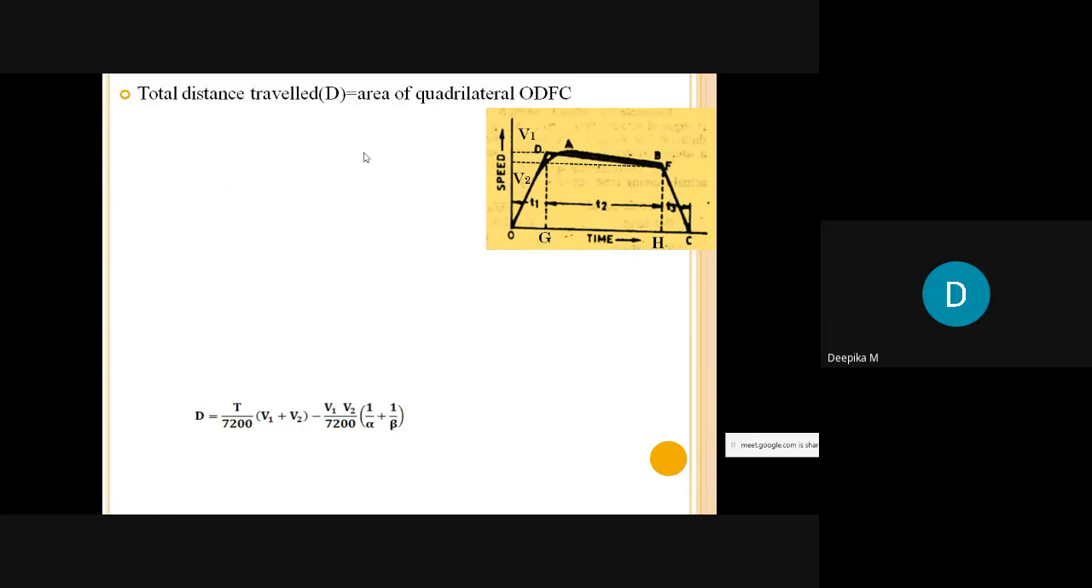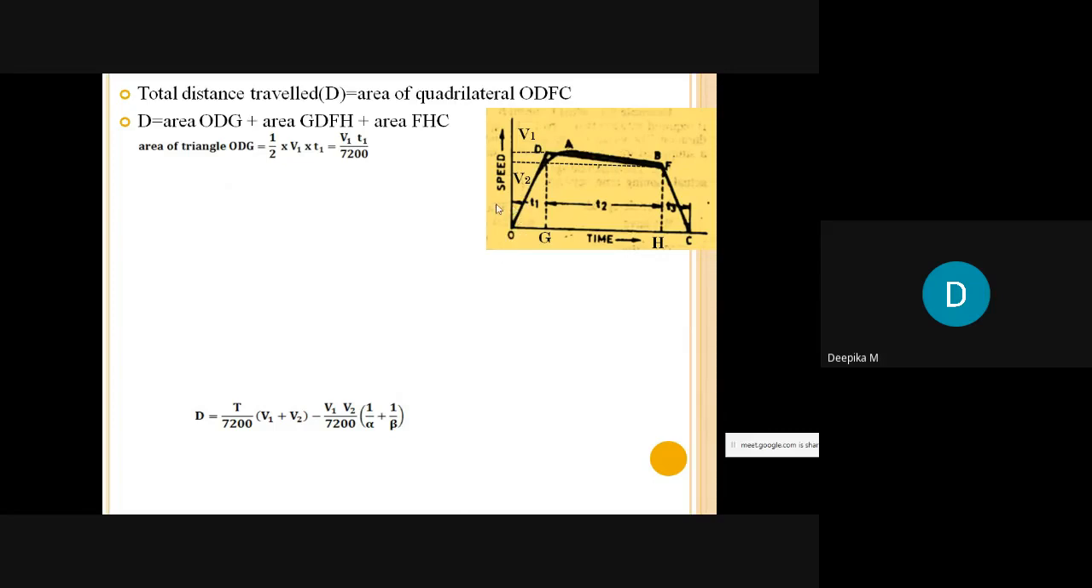Now the total distance traveled D is the area under the curve, or area under the quadrilateral ODFC. You can see here, this is the area under the quadrilateral ODFC. Now I can simplify this quadrilateral curve into two right angle triangles and one quadrilateral. So this is area ODG plus area GDFH plus area FHC. So what is the area of triangle ODG? It is half into base into height.